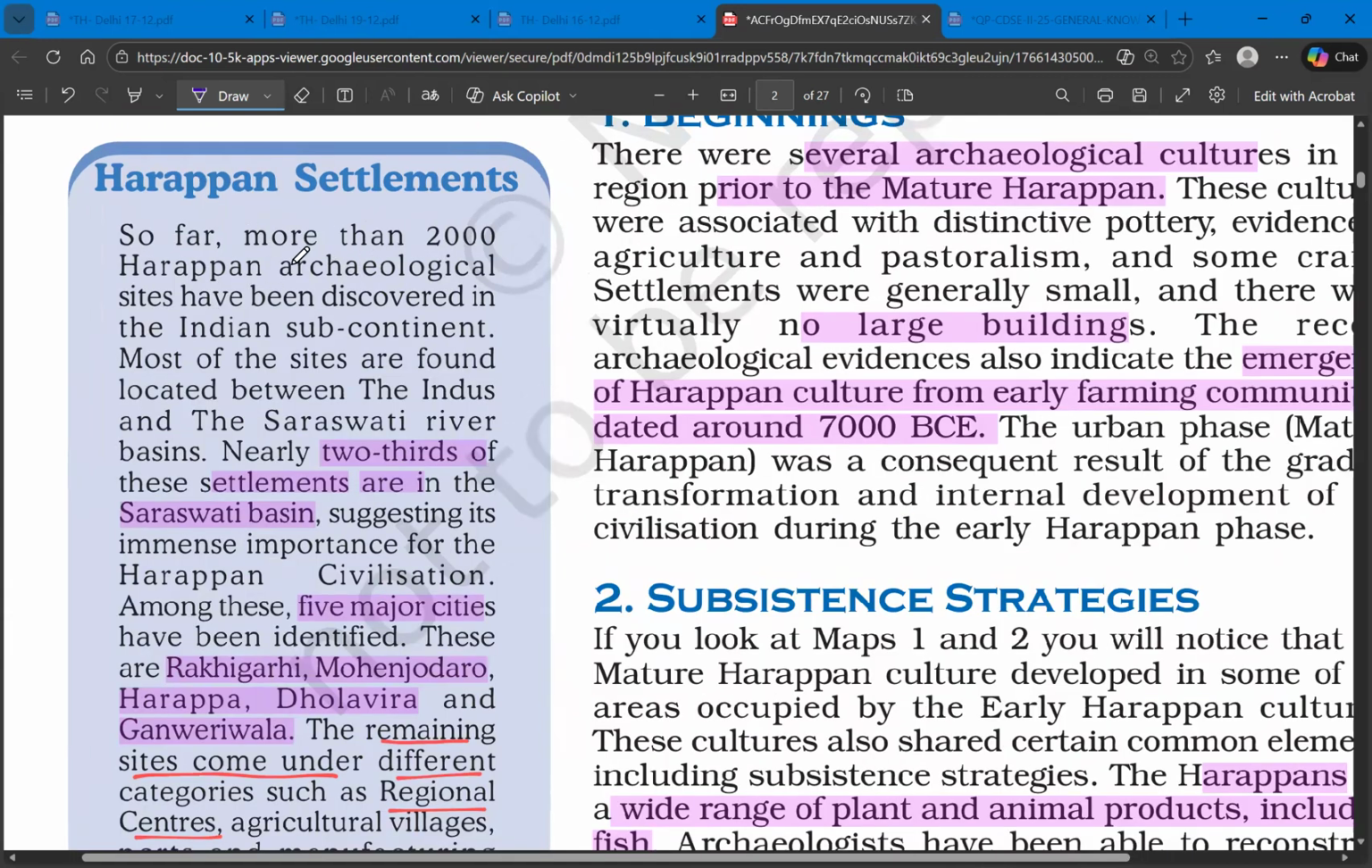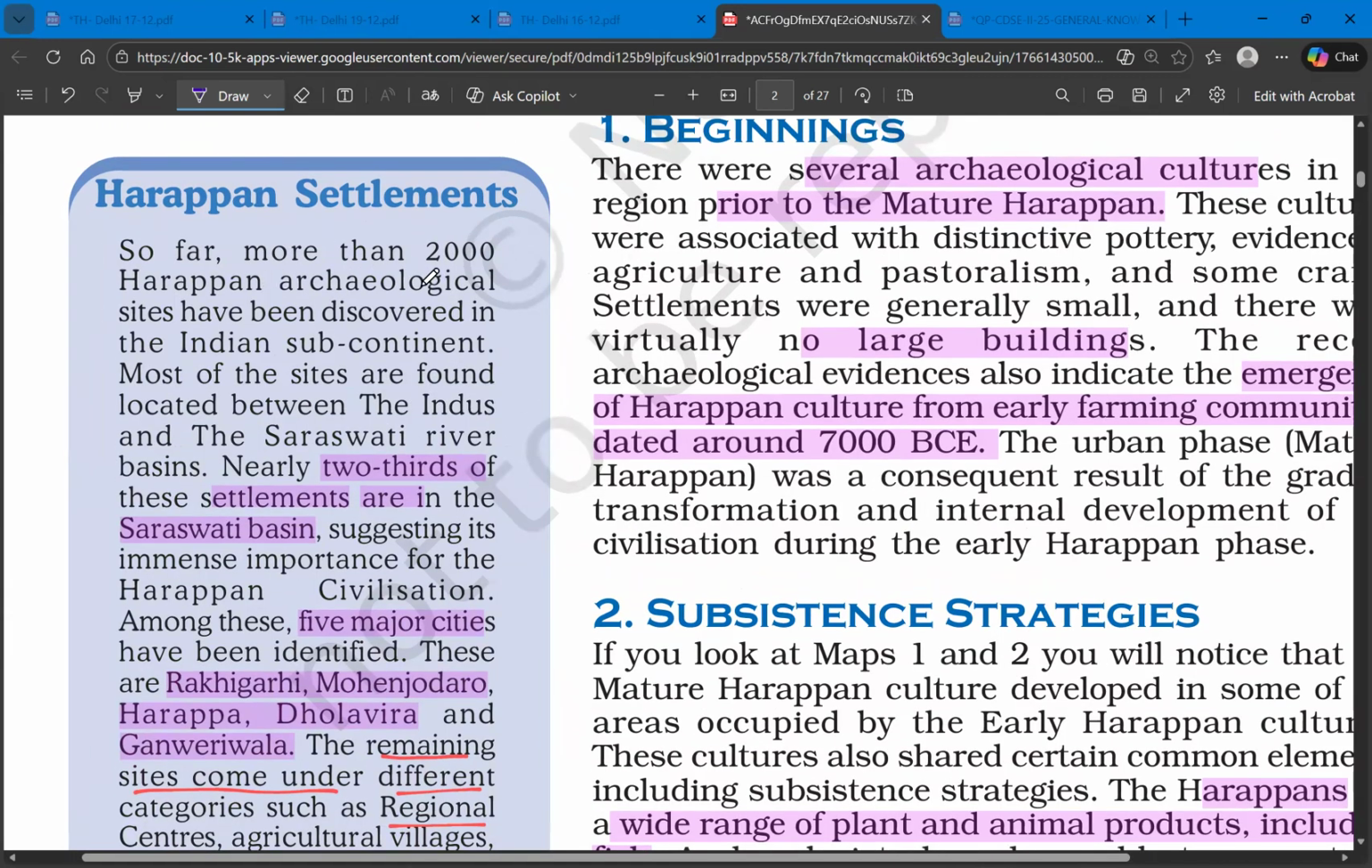So far, more than 2000 Harappan archaeological sites have been discovered in the Indian subcontinent. Most of the sites are located between the Indus and the Saraswati river basins. Nearly two-thirds of settlements are in the Saraswati basin, suggesting its immense importance for the Harappan civilization.